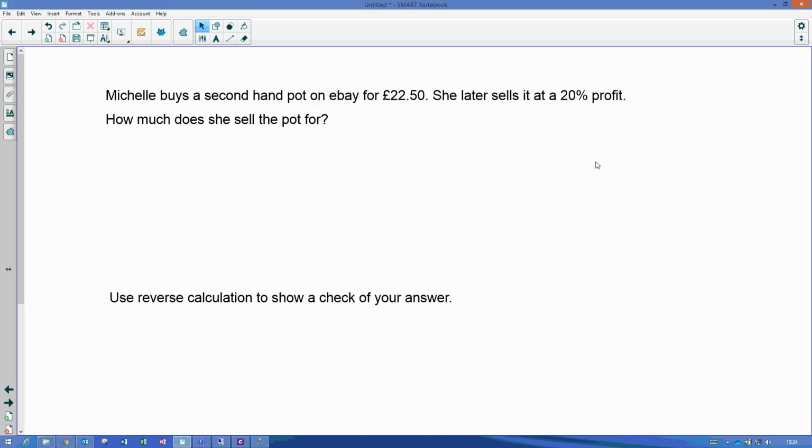So first, we've got an actual question that we've got to solve. Michelle buys a second-hand pot on eBay for £22.50. She later sells it at a 20% profit. How much does she sell the pot for?